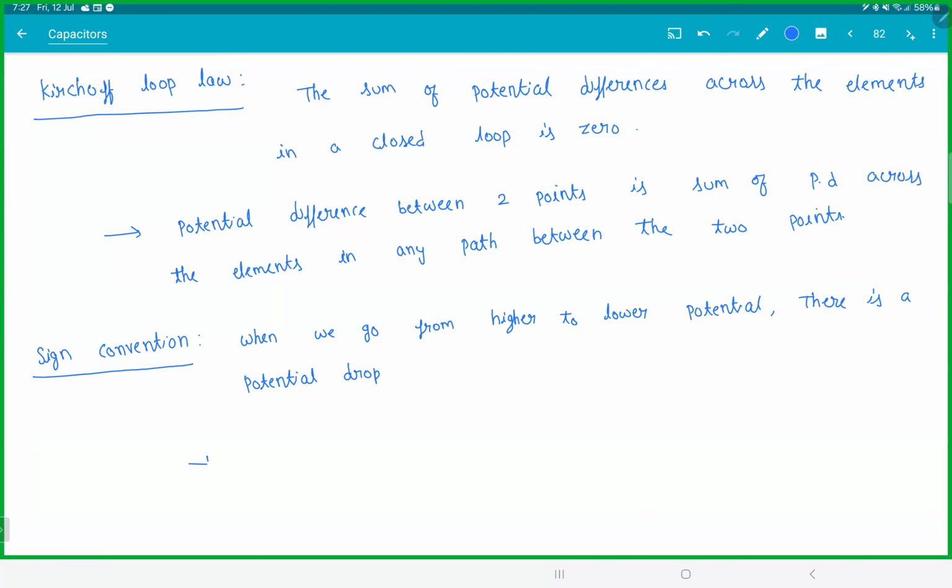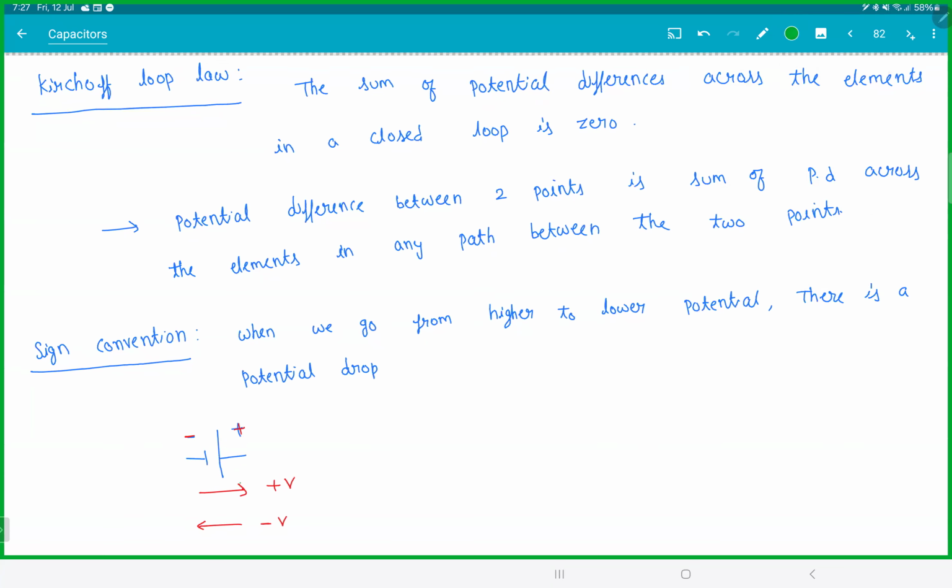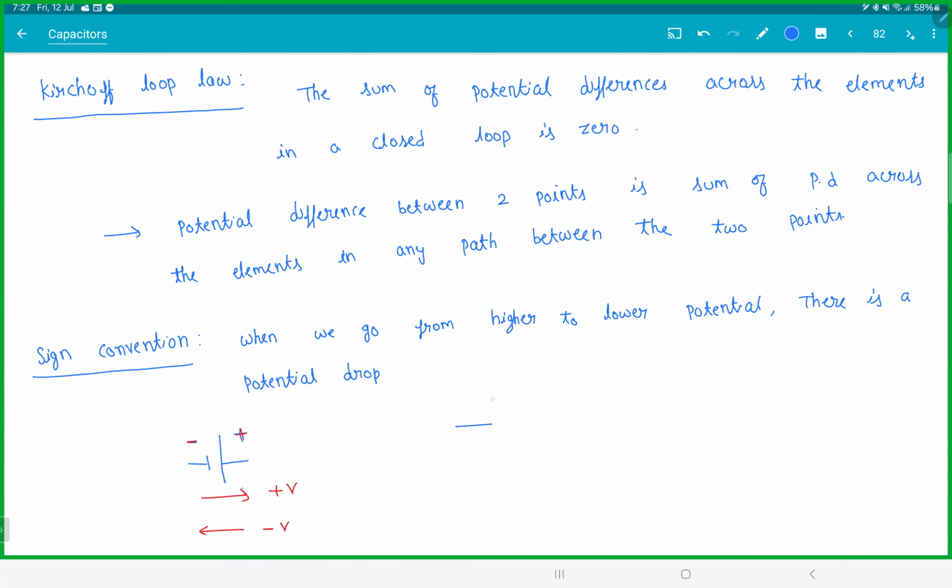So first thing, if you take a battery, we know this is minus, this is plus. In a battery, if you go from left to right, you're going from negative to positive terminal, so you have to write plus V. If you go from plus to minus, the potential drops, it is minus V. So when you're going through the loop, if you pass through the battery from negative to positive, the potential rises. And if you go from positive to negative, potential drops.